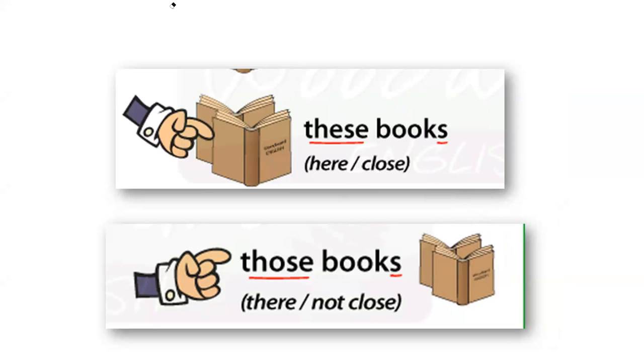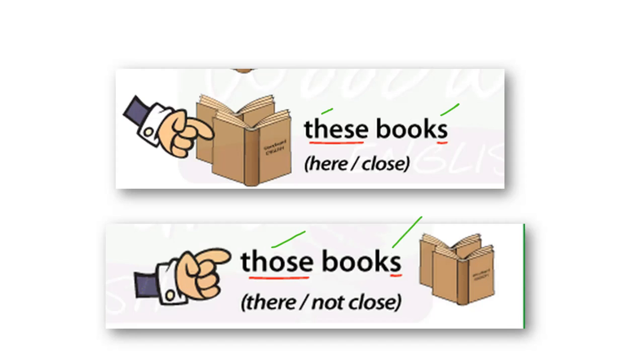How many books do I have now? Two. One book? Two books. I have two books. It means that these are examples of plural. Plural, plural, plural, plural.